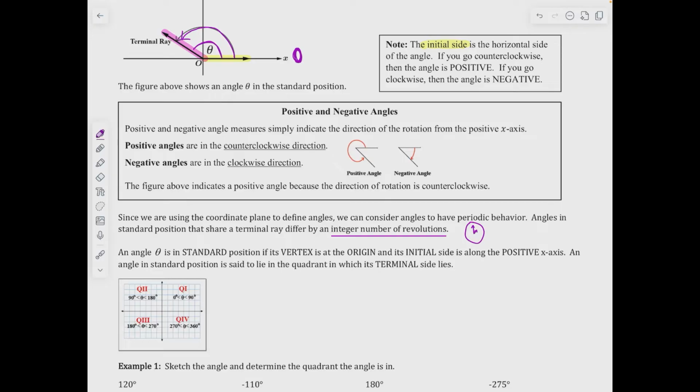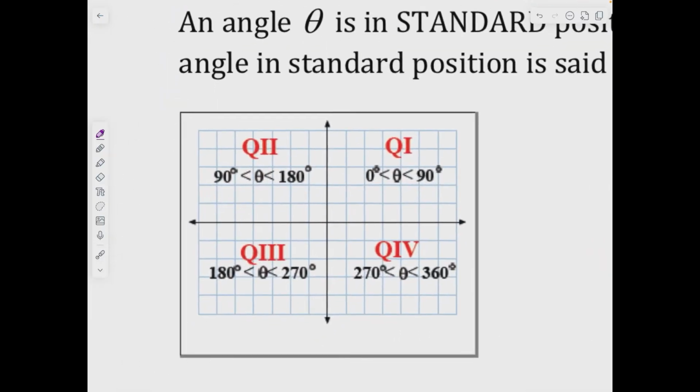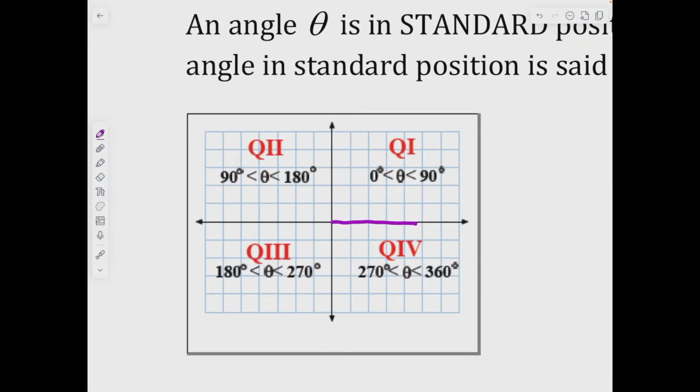An angle theta is in standard position if the vertex is at the origin and its initial side is the positive x-axis. An angle in standard position is said to lie in the quadrant in which the terminal side lies. So what that means is this: for all of my angles, my initial side will be on the positive x-axis. If my terminal side goes like this, I'm in quadrant number 1, and I'm referring to this angle right there. Or I could put my terminal side in quadrant number 2, and I would be referring to this angle from my initial all the way to the terminal.